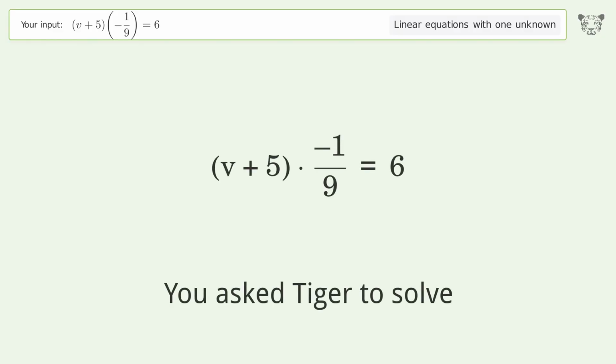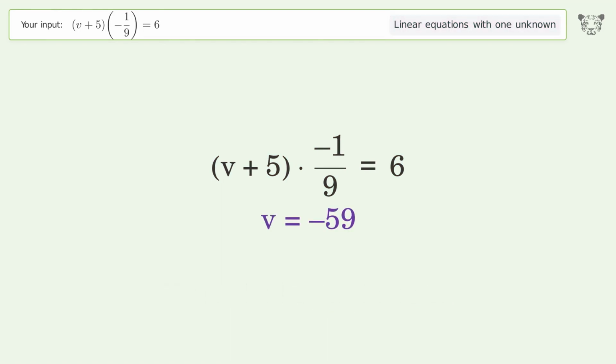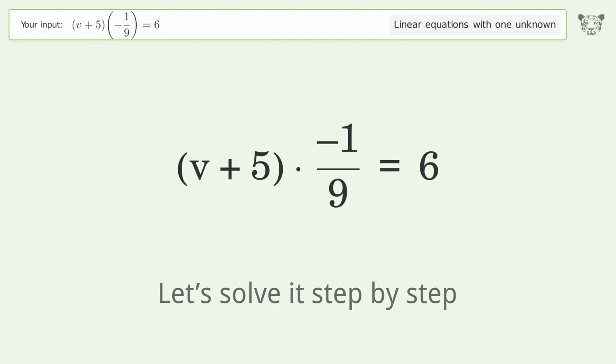You ask Tiger to solve this. It deals with linear equations with one unknown. The final result is v equals -59. Let's solve it step by step.